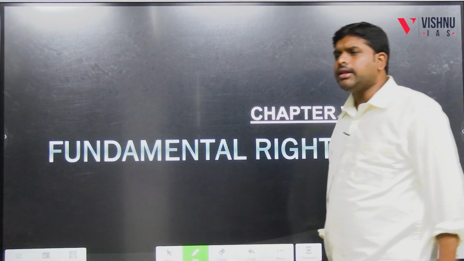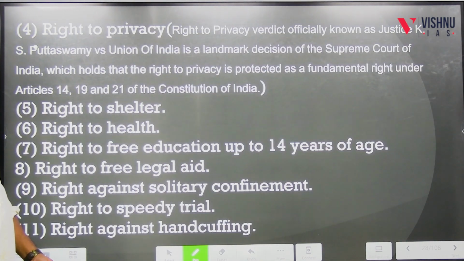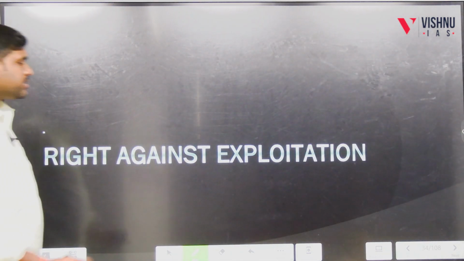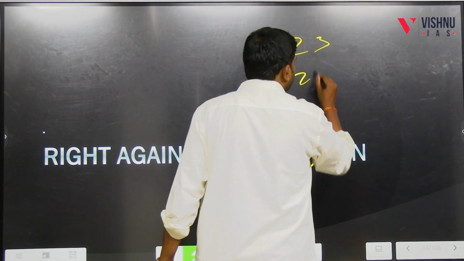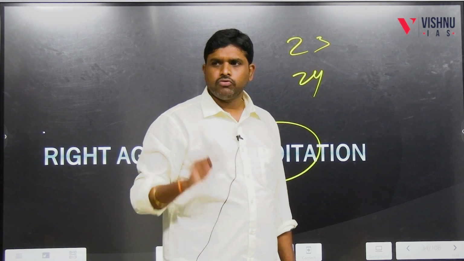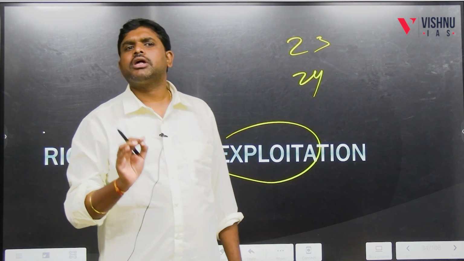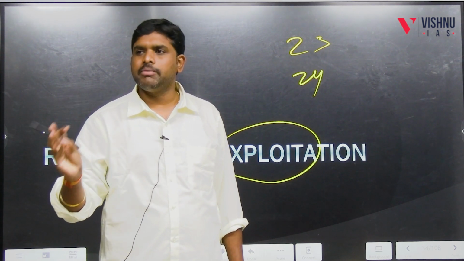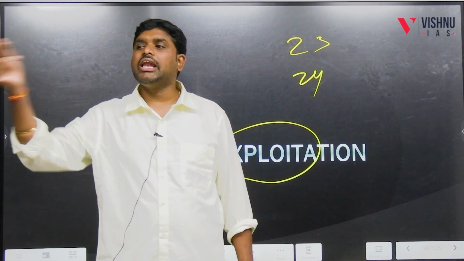We completed up to Article 22, right to freedom, association, all these we discussed up to Article 22. Today we will discuss the right against exploitation. 2 articles are there, 23 and 24. Article 23 talks about human trafficking, bonded labor, beggary. Article 24 is against child labor.